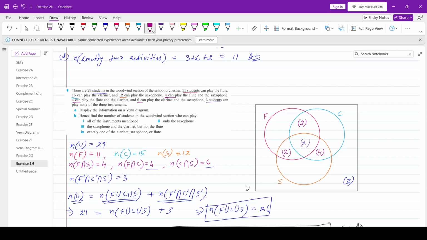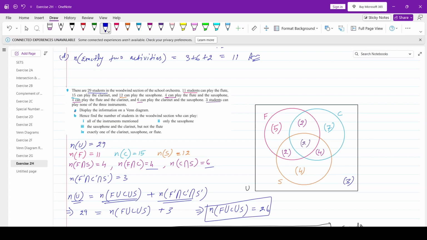Now the number of students in F is 11. This whole region contains 11 students, out of which 6 we have already written, therefore the remaining 5 will come in this region. The number of students in C is 15. This whole region is 15, and we have already considered 8 out of those 15, so the remaining are 7. Similarly, the number of students in S is 12. This region contains 12 students, out of which we have already considered 8, so the remaining 4 will be over here.